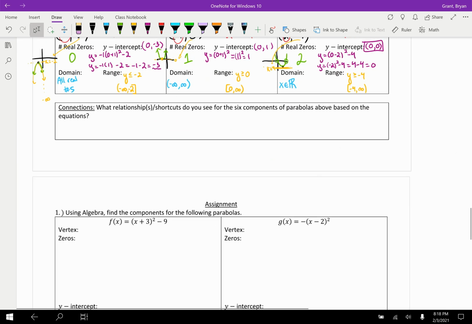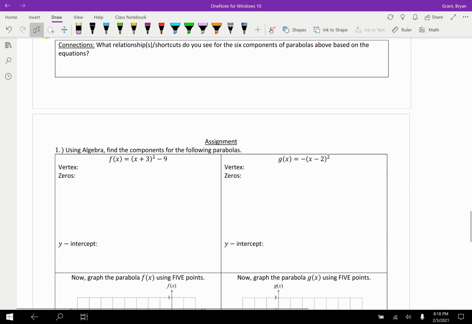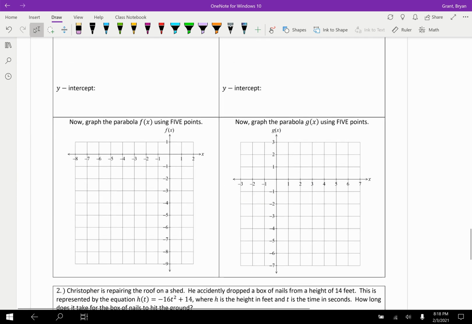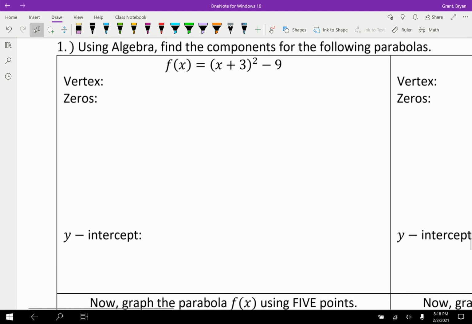All right. We're on to that last page. This last page just has a couple questions, and that's nothing really different than what we've been doing before. Your goal is to graph the parabola using 5 points, and you're going to have to fill in these two parts first, the vertex, zeros, and y-intercept. So, ready, set, go.